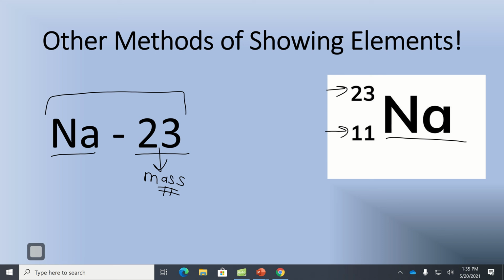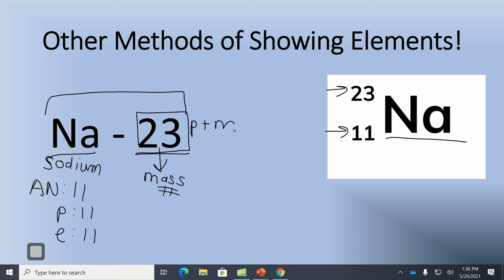So I could figure out sodium, which is Na, this is sodium. I can look up sodium and see that the atomic number is 11. That means the protons is equal to 11. The electrons is equal to 11. If 23 is the mass number, protons plus neutrons, and this is 11, 11 plus what is 23? The answer there is 12 neutrons.